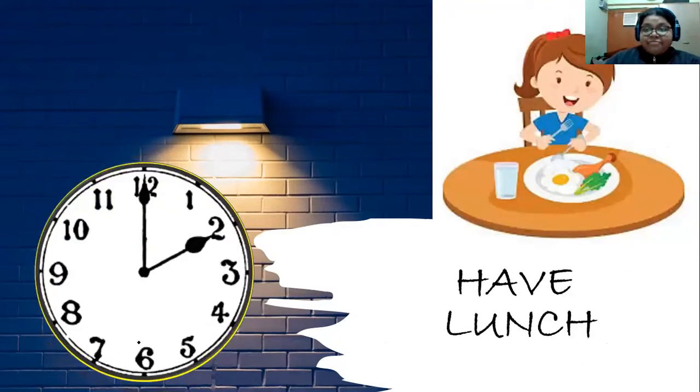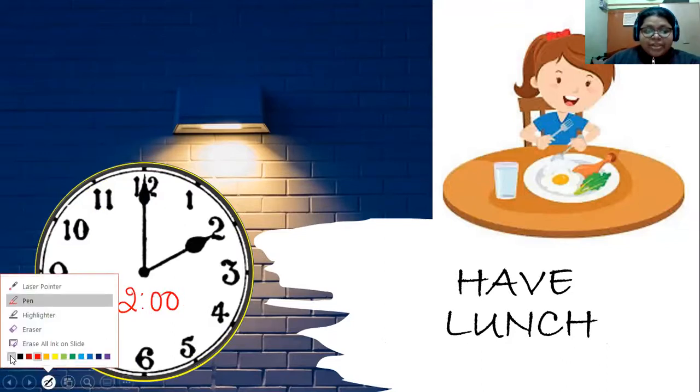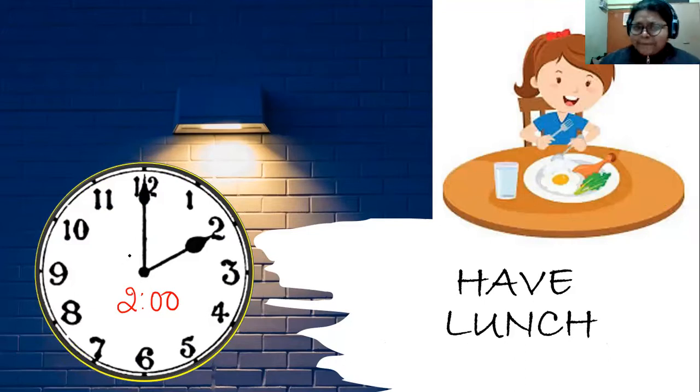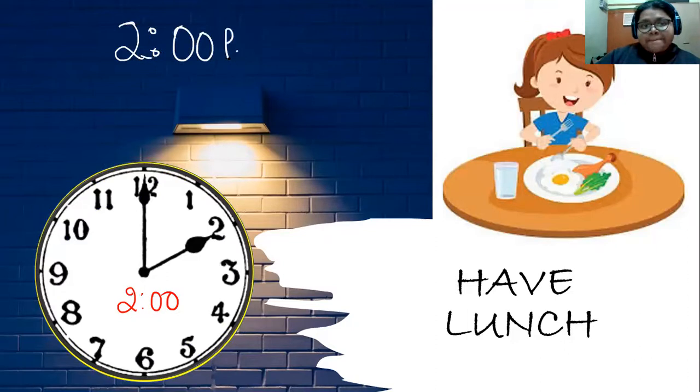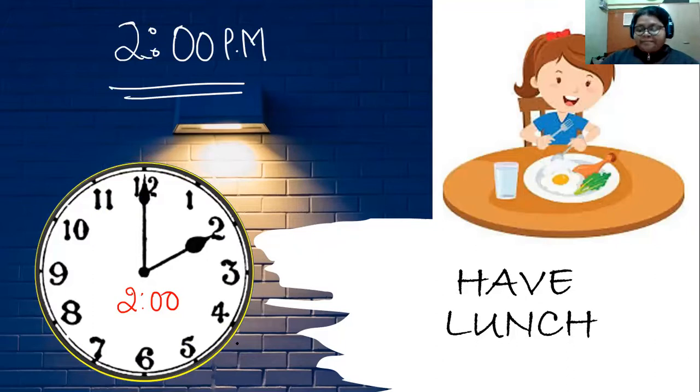Next, we have lunch. Again, we see the shorter hand is at 2 and the longer hand is at 12. So it is something like this, 2 hours. We have to see whether it is PM or AM. When do we have lunch? Do we have lunch before midday or after midday? Yes, we have after midday. So it is post meridian or PM. So 2 PM. Got it? We have lunch at 2 PM.